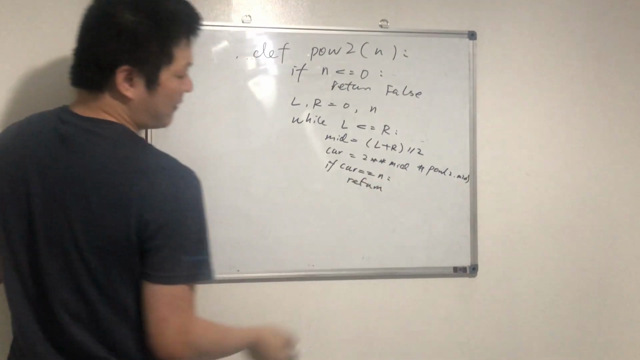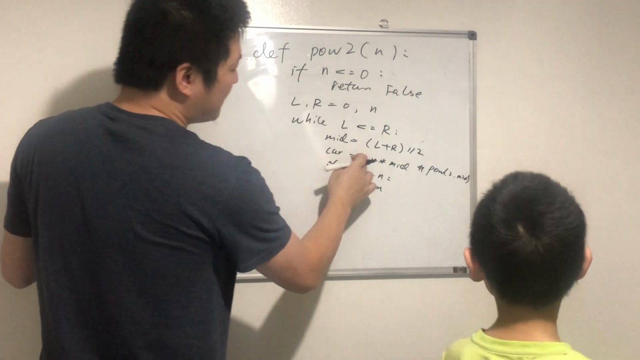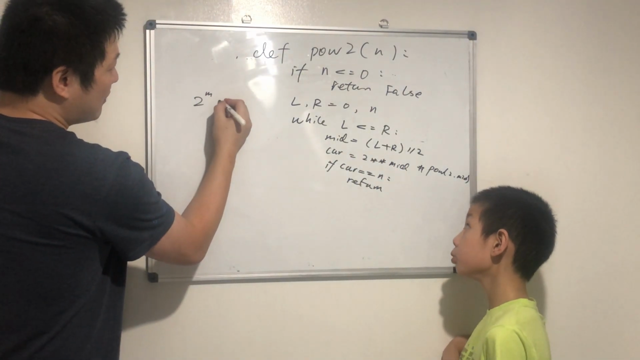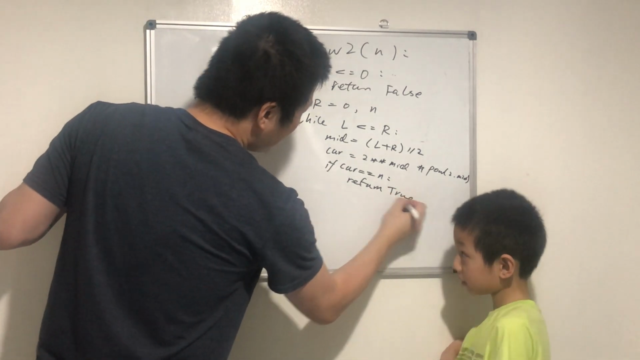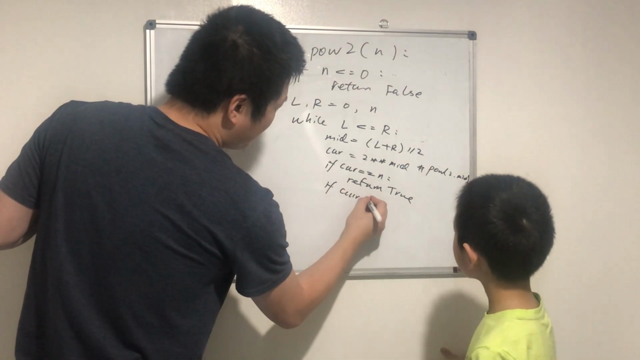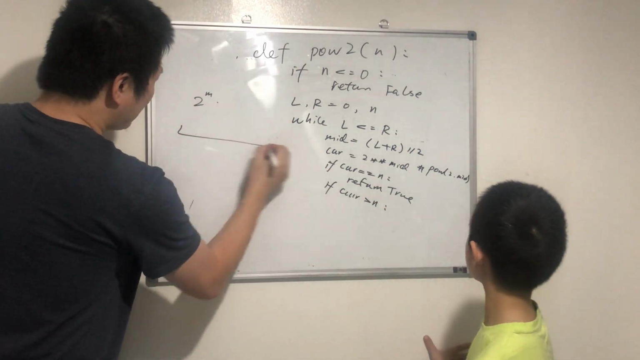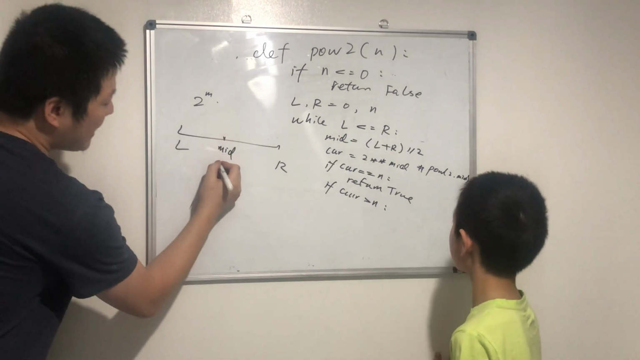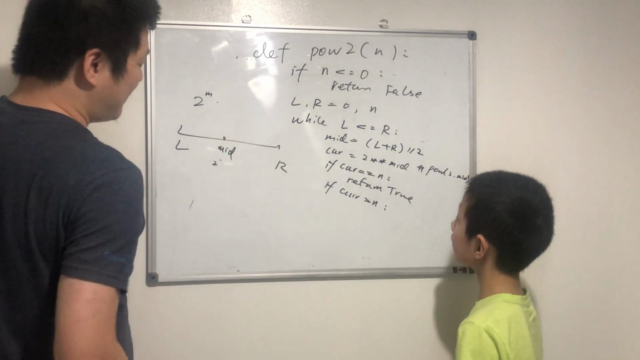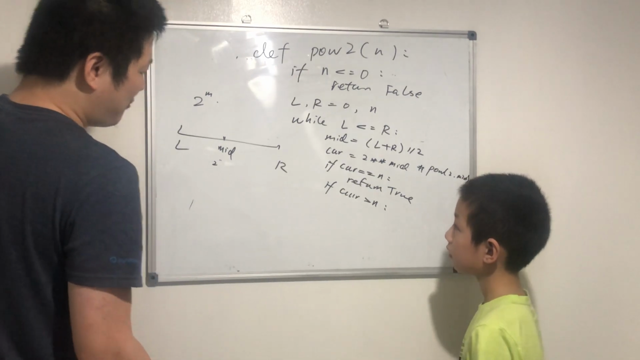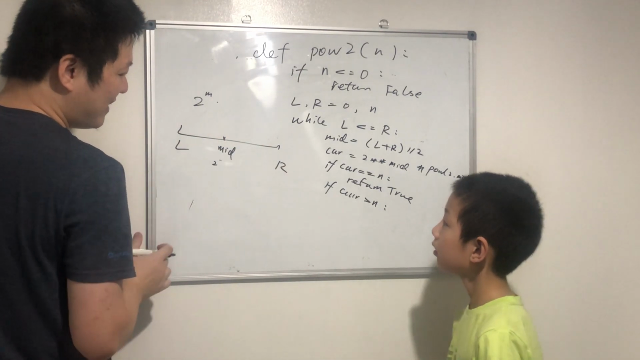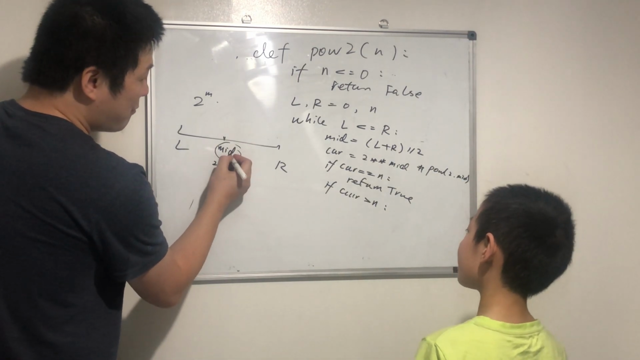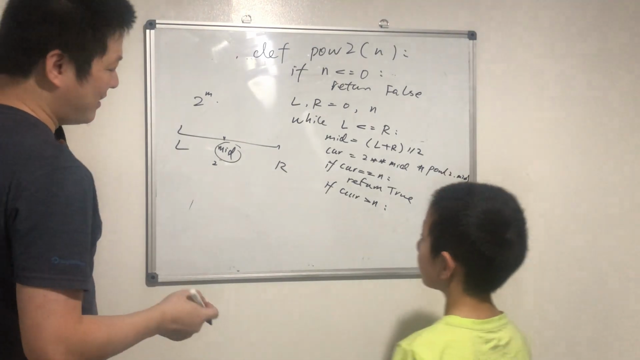We find the mid value and then compute 2 to the power of mid. If it equals n, return true, we're done. And if current is bigger than n, look, this is L, this is R, and we find the mid. If 2 to the power of mid is bigger than n, where is it? Is it in this half or this half?